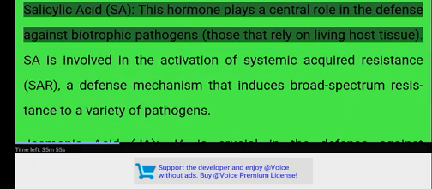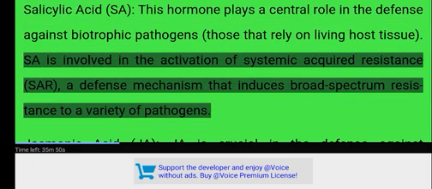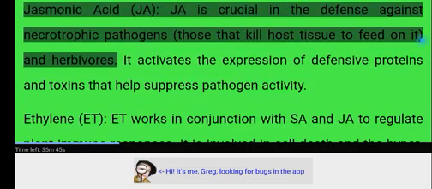Salicylic acid (SA). This hormone plays a central role in the defense against biotrophic pathogens, those that rely on living host tissue. SA is involved in the activation of systemic acquired resistance (SAR), a defense mechanism that induces broad-spectrum resistance to a variety of pathogens.